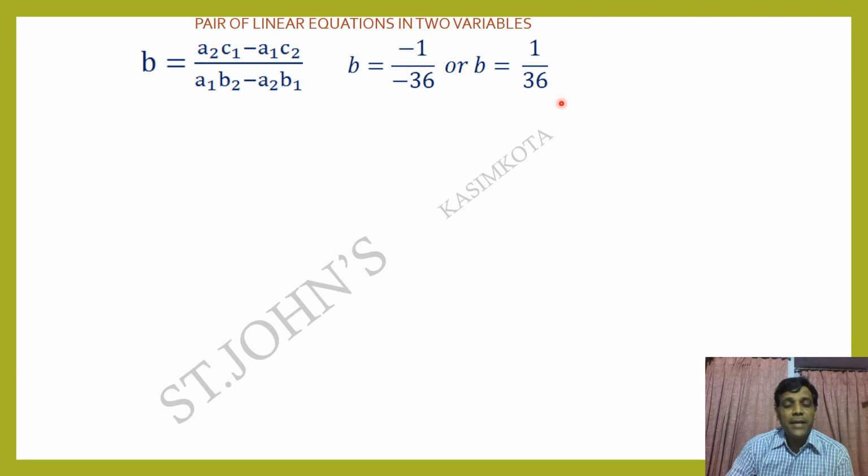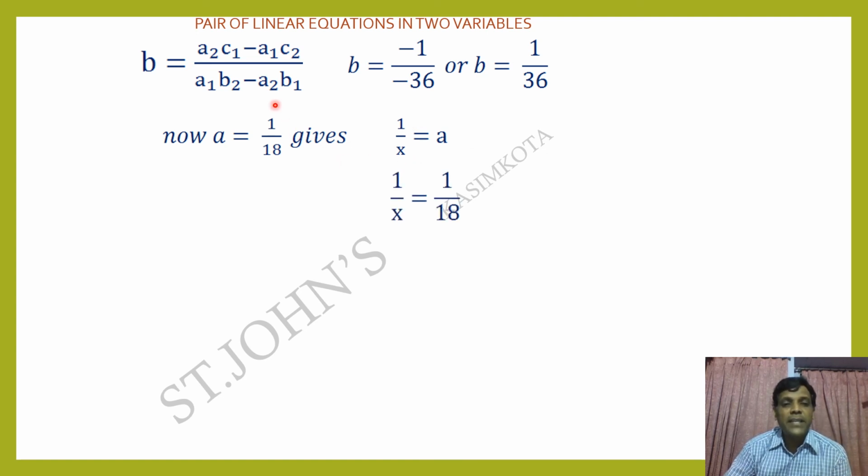But a means 1 by x, and b means 1 by y. So substitute these two values in the given equations. Now a equals 1 by 18, we already got the value. What is the actual meaning of a? a means 1 by x, or 1 by x equals a. Now 1 by x equals a means 1 by 18. So now cross multiplication. 1 into 18 is 18. x into 1 is x. Therefore x equals 18.